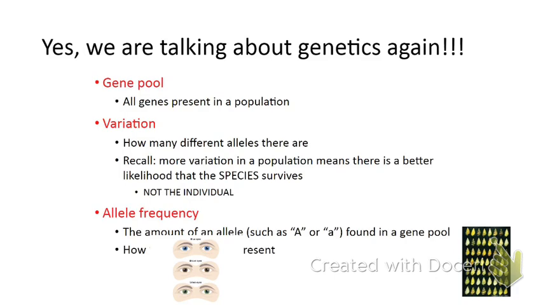One is a gene pool. That's the genes in all populations. Like amongst the human population, there's a gene pool. Within that gene pool, there's variation. Variation is caused by having different alleles. Remember, an allele is part of a gene. There are 2 alleles for every gene, one from mom and one from dad. And finally is the allele frequency. That's the amount of an allele found in a gene pool.